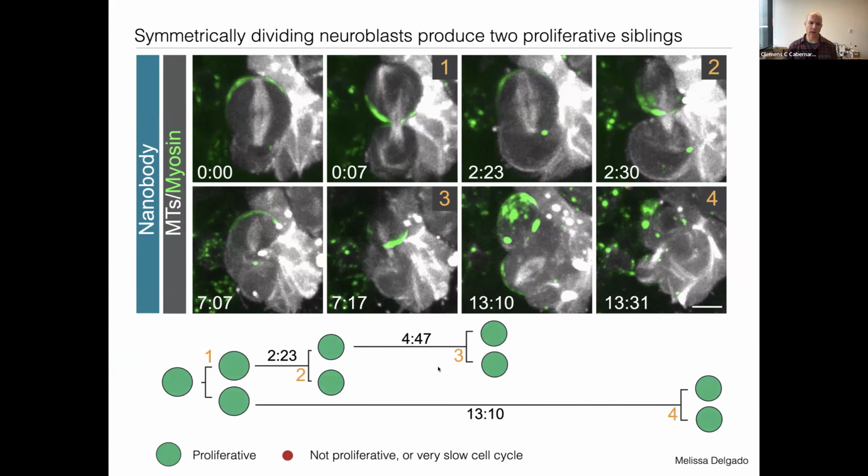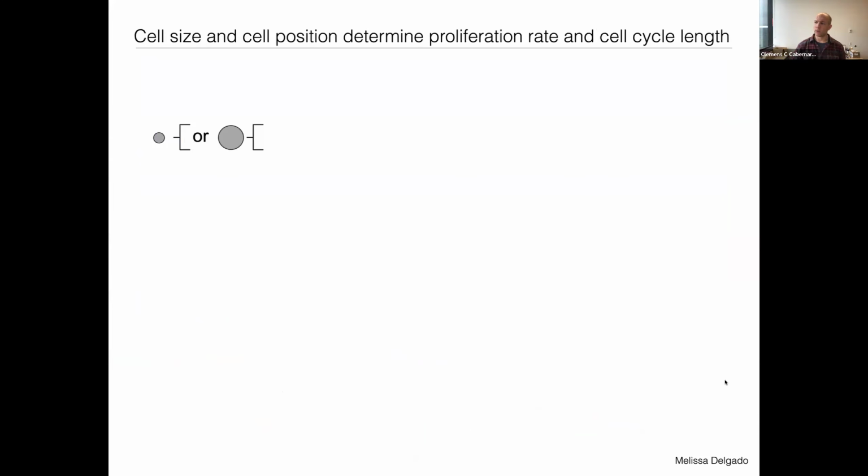So this lineage tree looks like this. We have a succession of symmetric divisions whereby the apical cell divides 2 more times, and after only 13 hours, the basal cell is undergoing symmetric division. So when we analyze all these lineages, we can essentially ask whether there is a pattern.